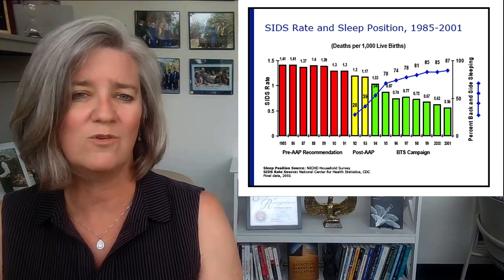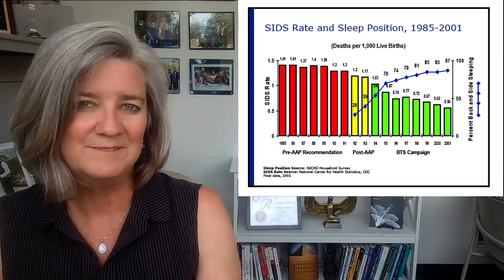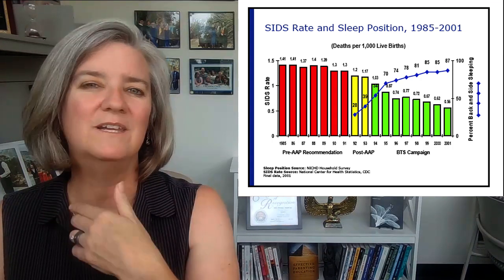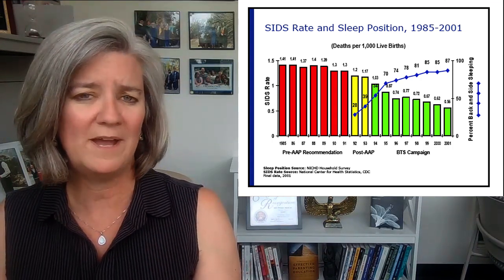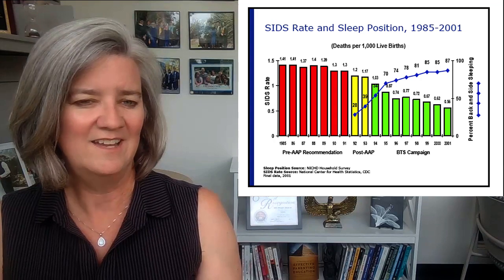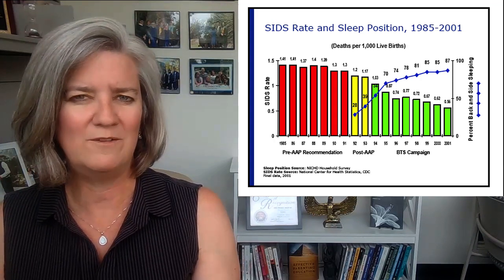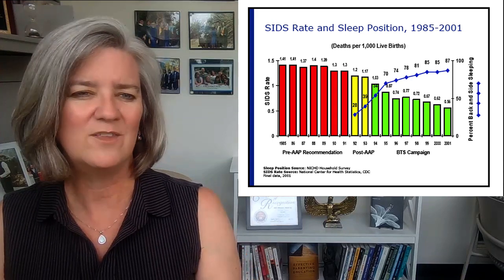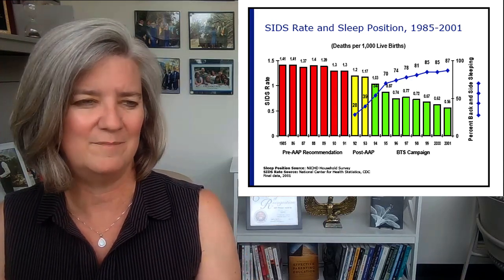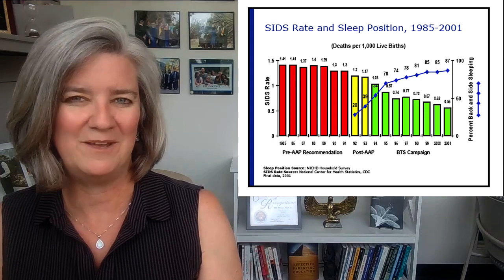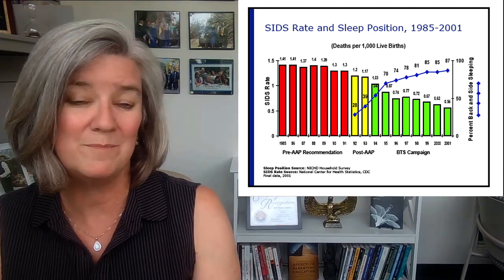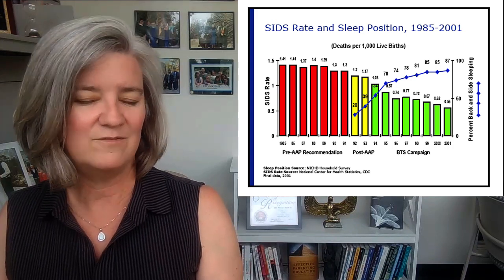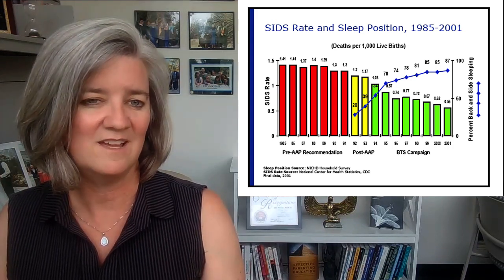Please note that no control group would really be possible. Where would you find a control group? It would have been completely unethical for the Back to Sleep campaign, let's say, to operate in 25 states and to not operate in 25 other states, even though we have lots of evidence that tummy sleeping is a risk factor for SIDS. That would have been unethical, couldn't have been done. So there's no possibility of a control group in this case.